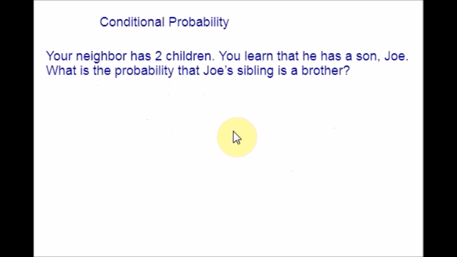Please look at this example. Your neighbor has 2 children. You learned that he has a son, Joe. What is the probability that Joe's sibling is a brother? Okay. The obvious answer is that Joe's sibling is equally likely to have been born male or female, which suggests that the probability of the other child being a boy is 1/2. Actually, this is not correct.